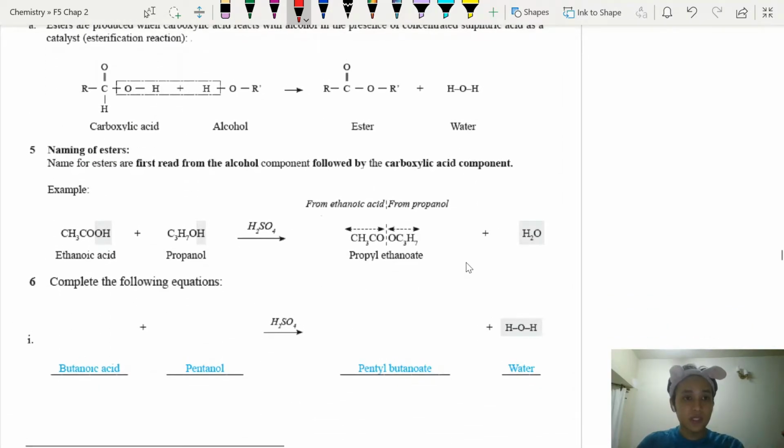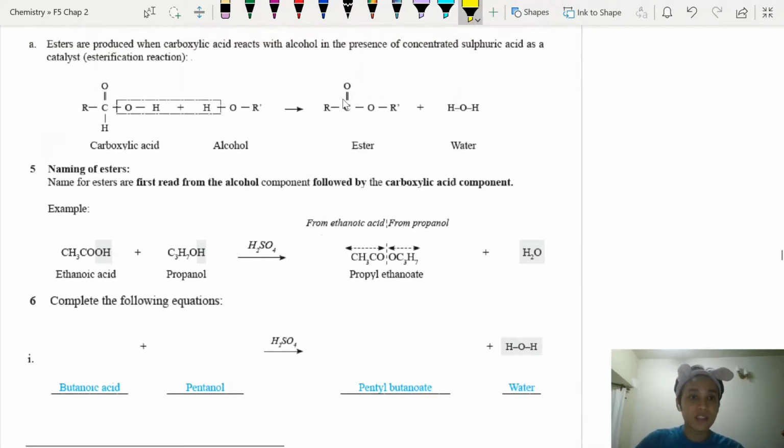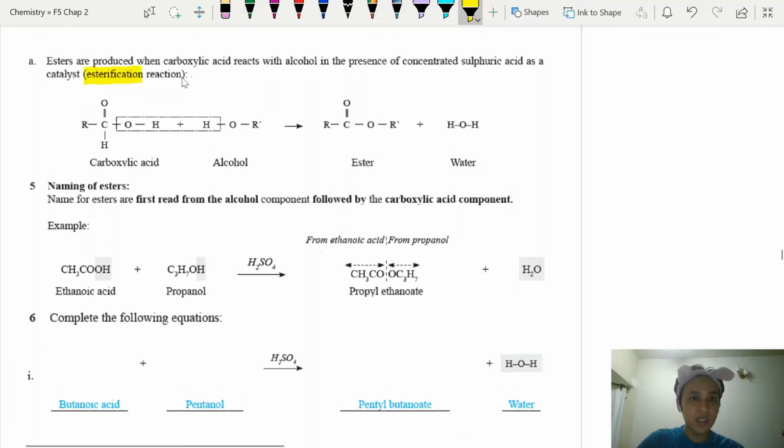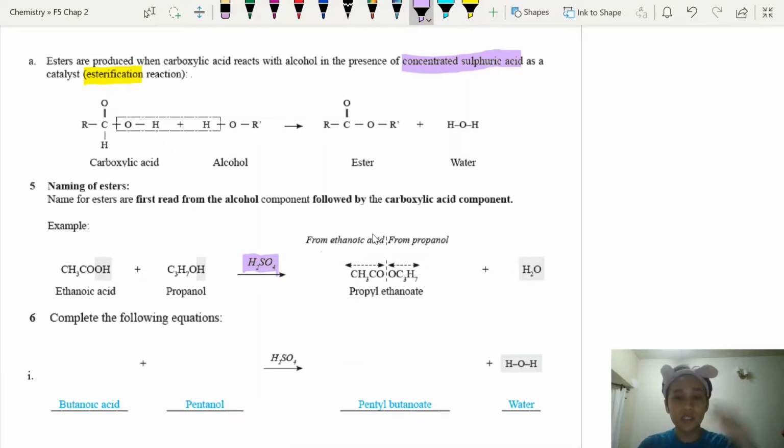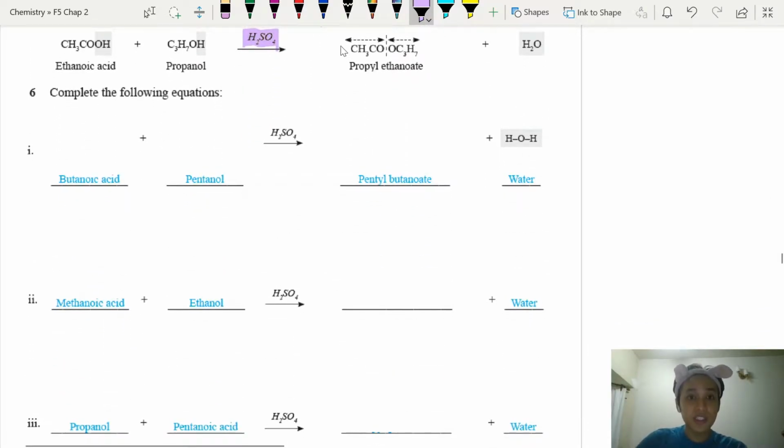And then this one I already mentioned. You need to know the name of the reaction, esterification, and then you need to know the catalyst. Whenever you write a chemical reaction, you must always include the catalyst. In this chapter, from alkene up until esters, you have a lot of chemical reactions where some require you to use a catalyst. So you must write the name of the catalyst.